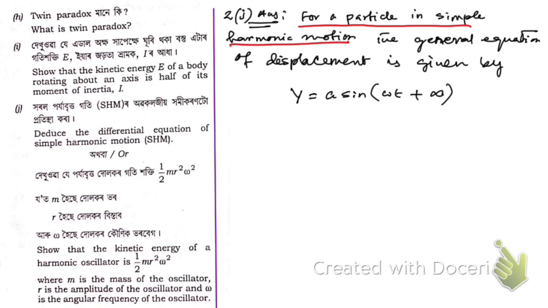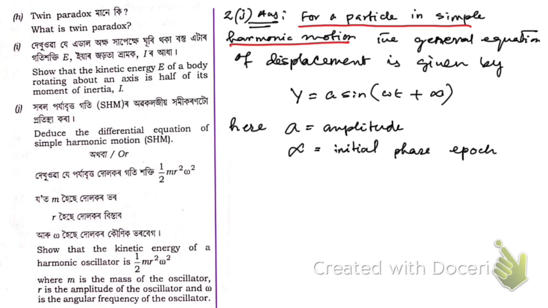So here A is the amplitude, okay, and this alpha is the epoch or initial phase, or you can say epoch, okay.